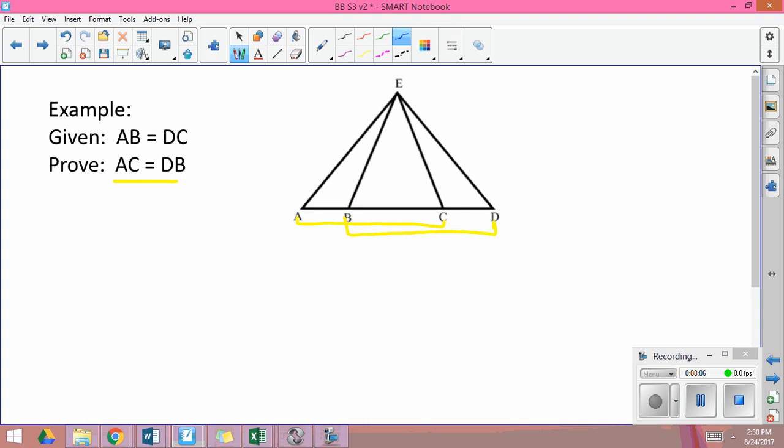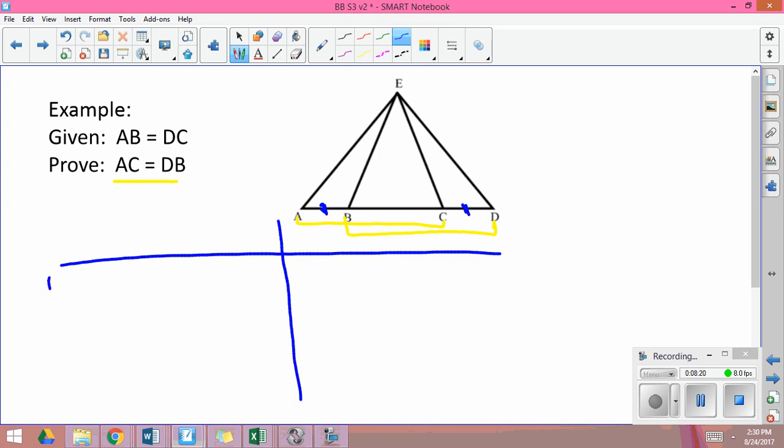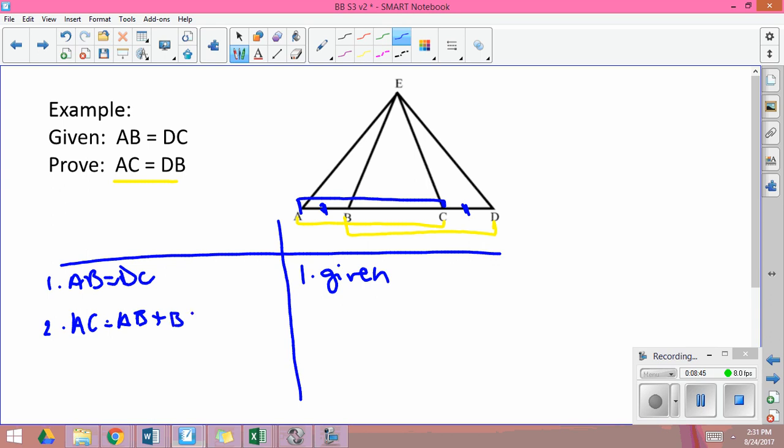So AB equals DC, AB and DC. So that's given, so I can mark it. So set up our T-chart. And we're going to write that AB equals DC. And that's given. Now, AB is connected to AC. So I could write a parts-to-whole statement. And I could write that AC is equal to AB plus BC.